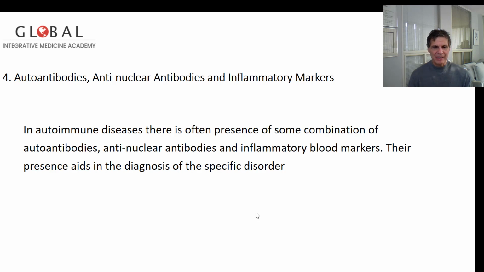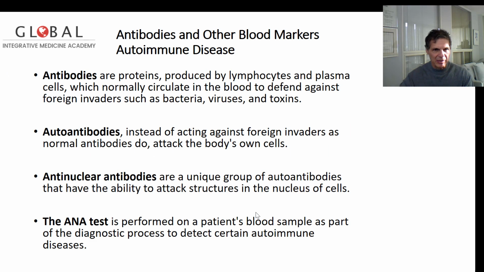So in autoimmune disease, there's often the presence of some combination of autoantibodies, so antibodies attacking the body's tissues that can be found in the blood, and or anti-nuclear antibodies that are actually attacking a part of the DNA within the cell, and other inflammatory markers like rheumatoid factor and a high SED rate and C-reactive protein. So their presence aids in the diagnosis of the specific disorder. Sort of what that whole constellation of blood tests tells you is how the diagnosis is generally made.